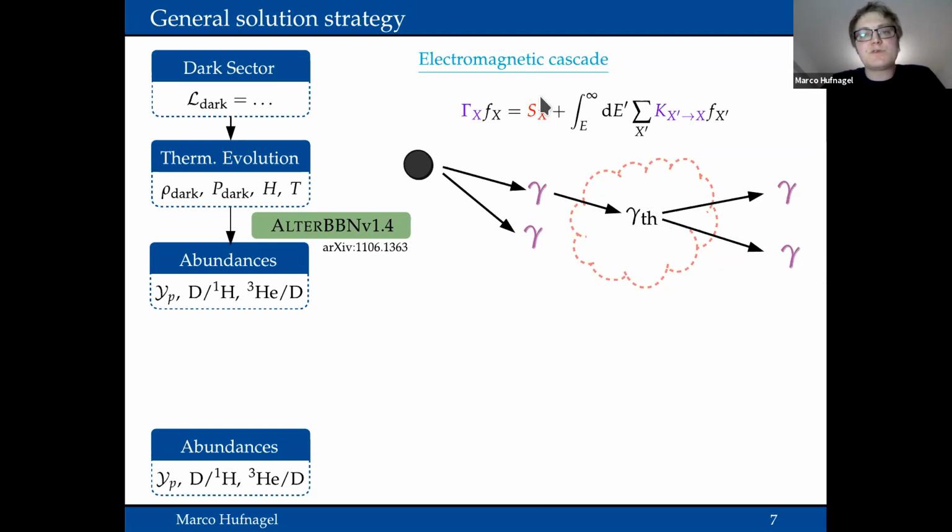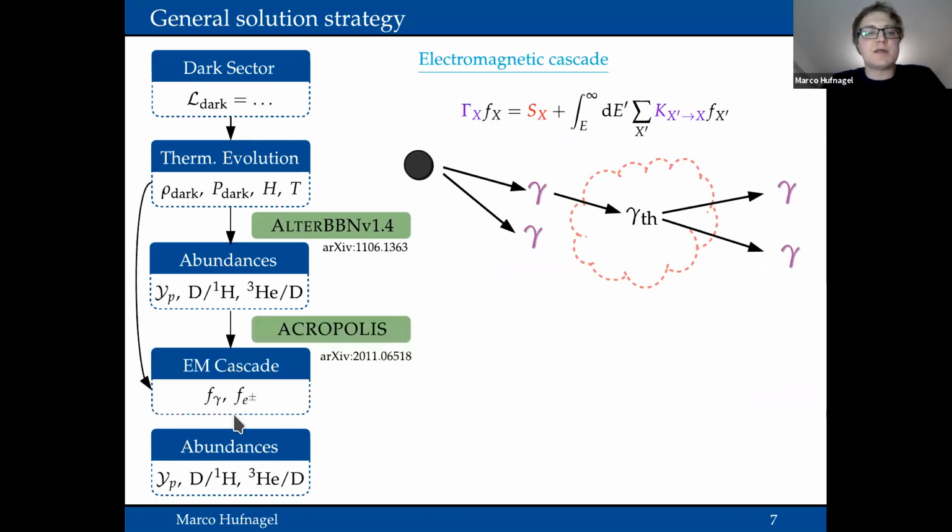And to do this, you have to solve the so-called cascade equation, which essentially is also just a Boltzmann equation with some different approximations. This cascade equation takes the rates and differential reaction rates for these different cascade reactions and also the injection terms for the injection of these particles, and then in the end returns the continuous spectra that result from this cascade for the different standard model particles, so photons, electrons, and positrons. And we solve this equation by our own public code, ACROPOLIS, which I will tell a little bit more about at the end of this talk.